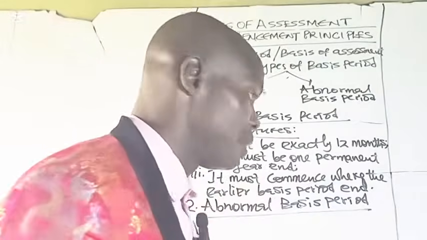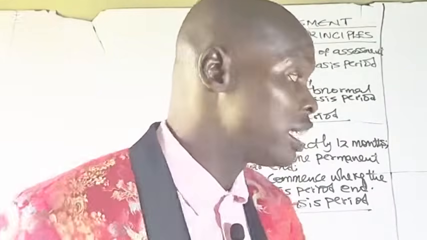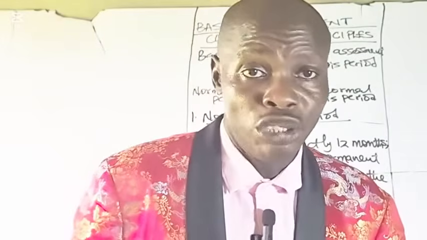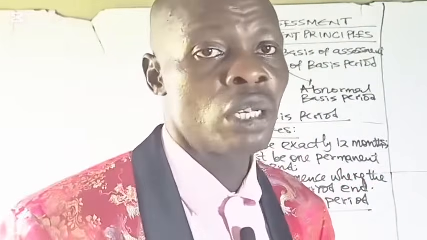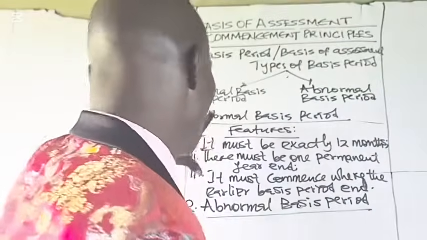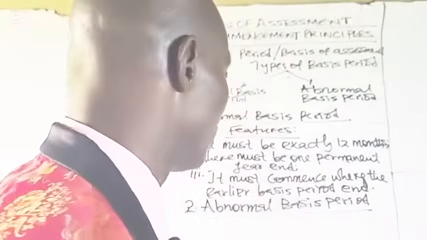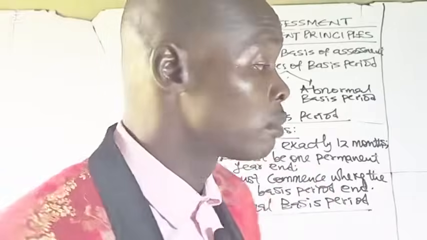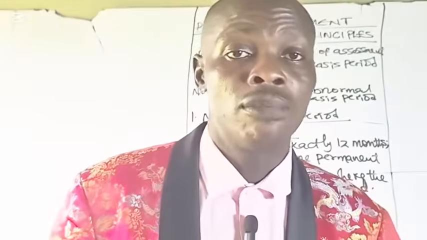So then the third situation in which you may have an abnormal basis period is on cessation of business. If a business ceased in June, that means in the year of cessation, you may not necessarily have 12 months. So that is abnormal. Any basis period that does not meet the conditions specified for normal is said to be an abnormal basis period. You may have it on commencement of a new business, on change in accounting date, and on cessation of trade or business.